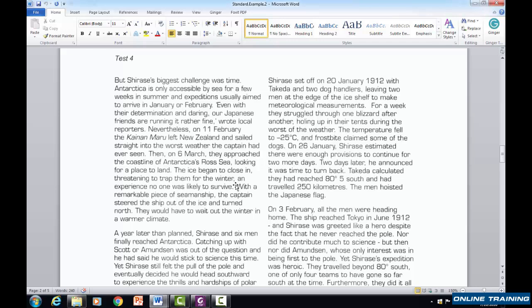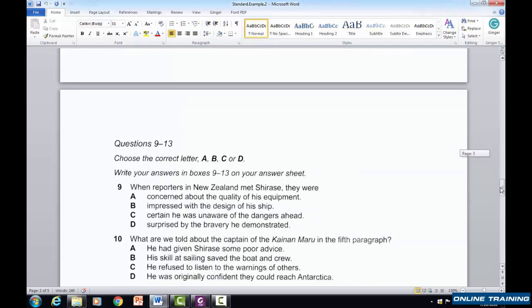Now I'm right here, with a remarkable piece of seamanship. Seamanship means sailing. With a remarkable piece of seamanship, the captain steered the ship out of the ice and turned north. So it says the captain was a remarkable sailor. He did some remarkable sailing, a remarkable piece of seamanship. So that's what it tells us about the captain.